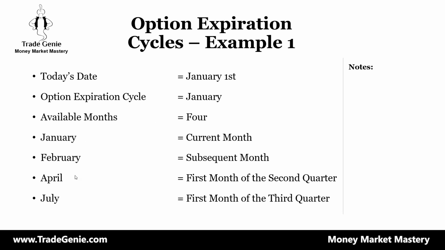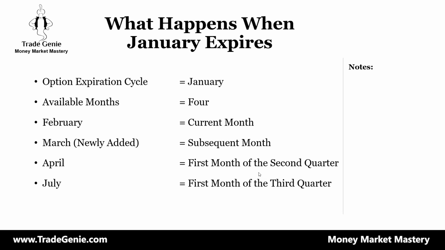So if you're trading a stock which is assigned to the January cycle, you will see the January option and the February option. If you are a short-term trader or hedging, these 2 months are enough for you for the month of January. Now, what happens when January expires? January options will expire on January 20th. So let's say January 20th comes and goes, and now today is January 23rd.